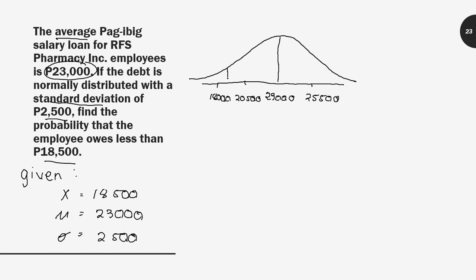So nandito po banda yung value po ng X natin. Okay, so ito po yung 18,500. Okay? Tapos, ang sabi dito mga anak, the employee owes less than 18,500. Ibig sabihin, mas mababa po siya doon sa 18,500. So, ang shade po nating portion ng normal distribution curve natin is itong left side po. Okay? So, yan yung hahanapin natin na probability kung ilang percent po iyan.